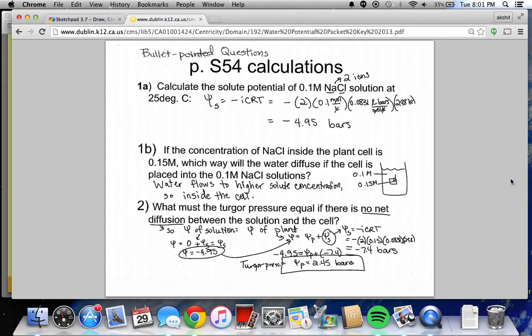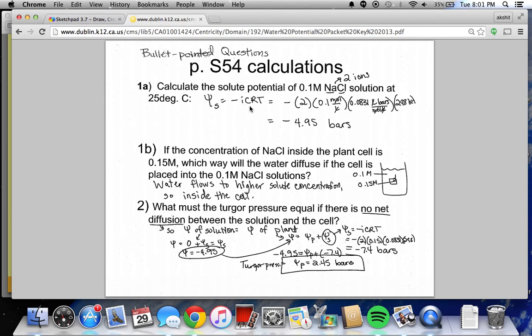So I'm just going to look at the equation real quick, and this is the equation for water potential. Solute potential is equal to negative iCRT, and i is the ionization constant, which is the number of ions that can be made from the compound you're looking at. So for NaCl, since it can be split into Na and Cl, i is equal to 2. Since calcium chloride is CaCl2, it can be split into 3 ions, so i is equal to 3. Sucrose is just one big molecule, so i is only 1.